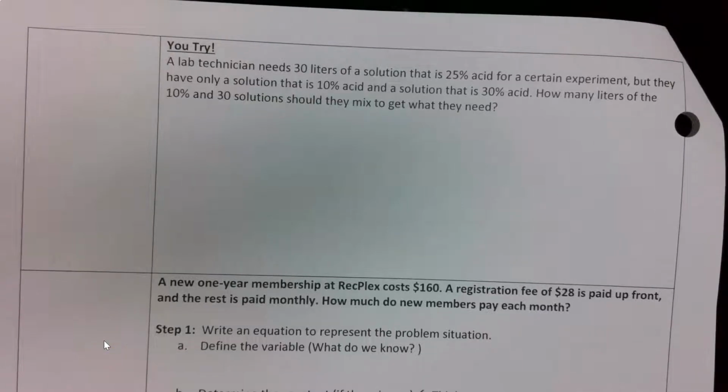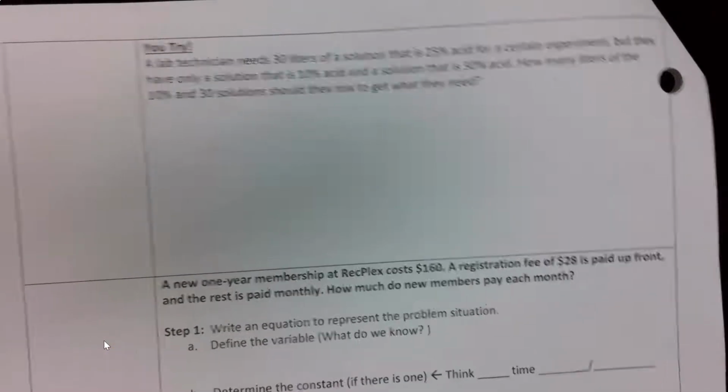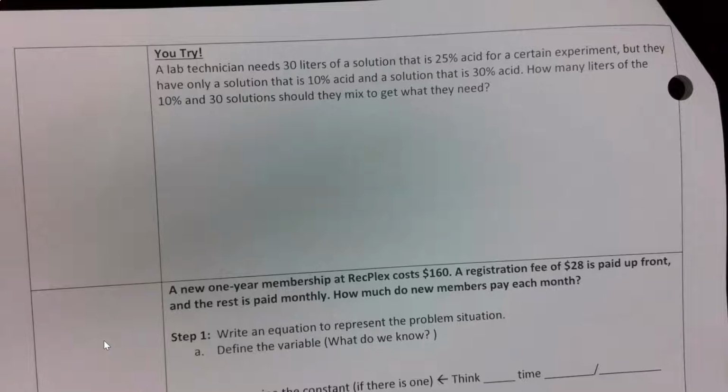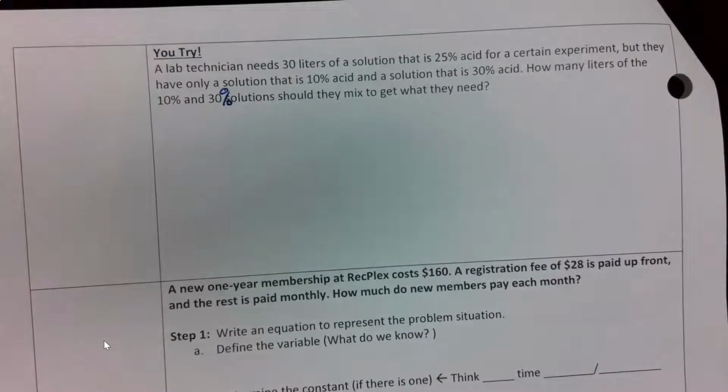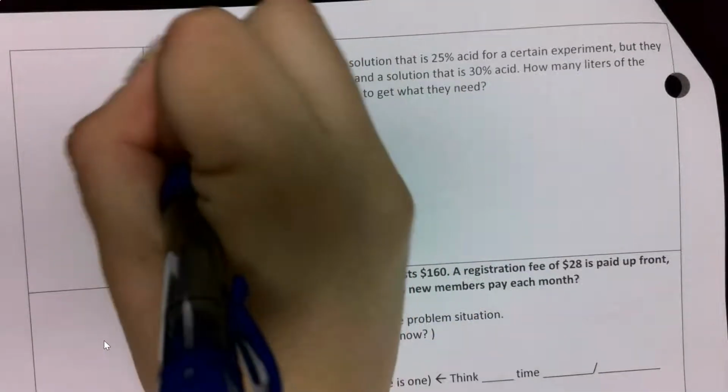So in this problem, it says a lab technician needs 30 liters of a solution that is 25% acid for a certain experiment, but they only have a solution that's 10% acid and a solution that is 30% acid. How many liters of the 10% and 30% solutions are needed to get what they need? So what I'm going to do here is I'm actually going to do this a little differently. I'm going to draw a picture out.